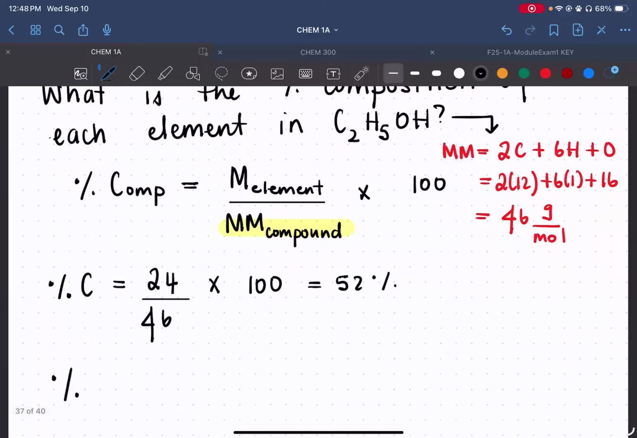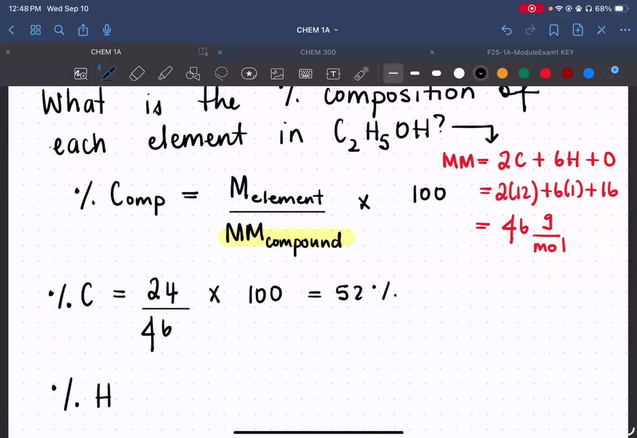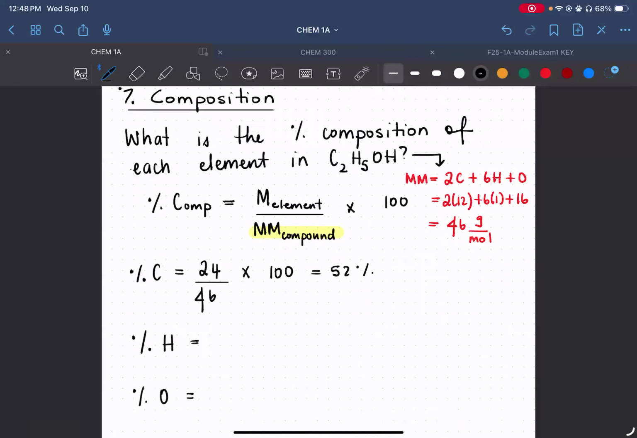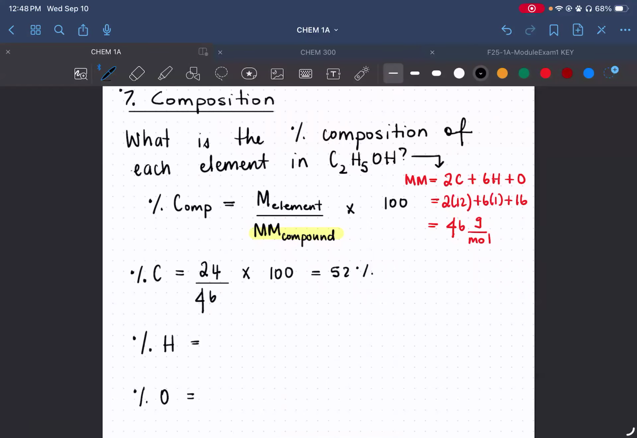I would like everyone to now try to calculate the percent of hydrogen present as well as the percent of oxygen present. Take around 4 minutes to do that. Yes, problem.